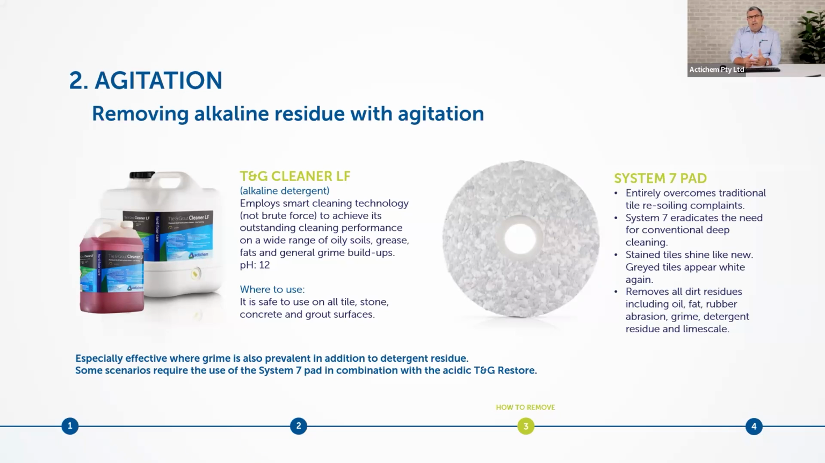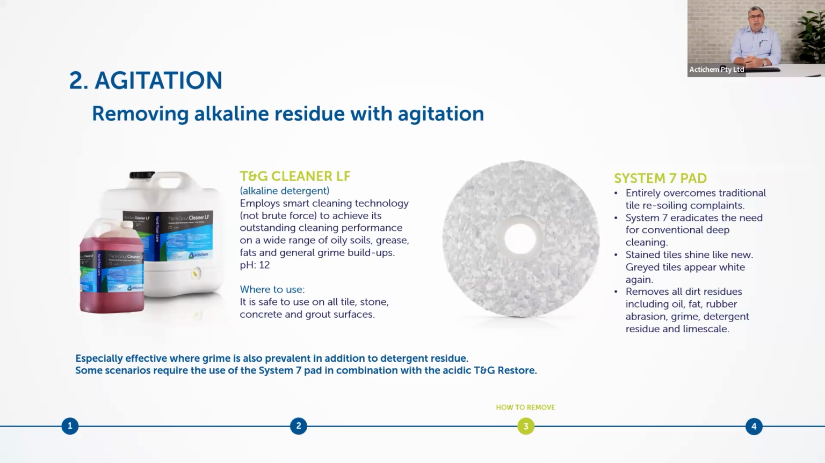Now, where do I use the TNG Cleaner LF System 7 pad combination versus the TNG Restore, the acidic TNG Restore system? Well, the System 7 pad is very, very effective where there is not only detergent residue, but there is also a lot of grime as well. So it does work incredibly well where there is a lot of buildup of grime as well as that detergent residue. And in some instances, you can team it up with the acidic TNG Restore itself.